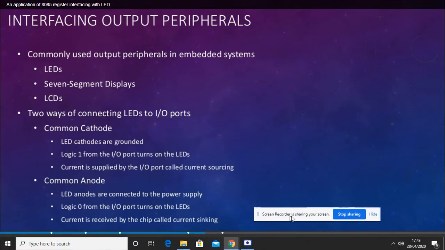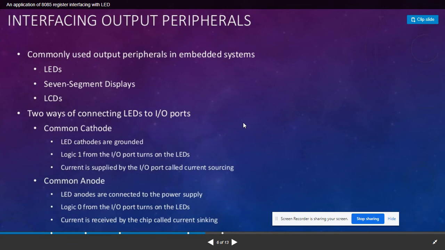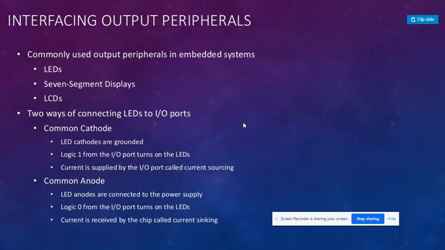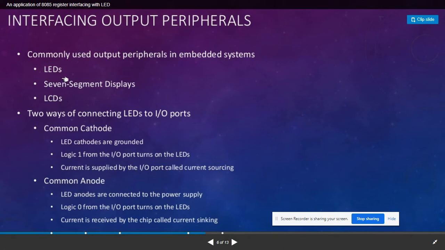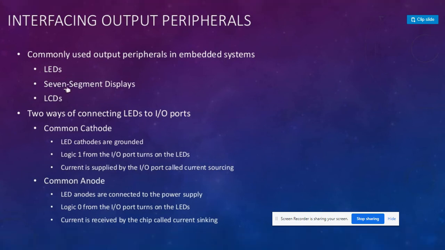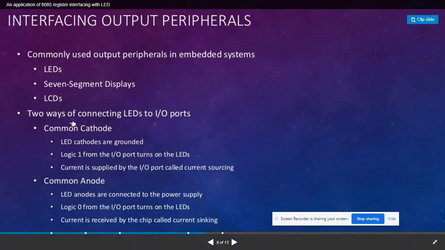So let's see how to interface the output peripherals with the microprocessor. In today's lecture we will see the output device interfacing, or we can say LED interfacing with the microprocessor. The commonly used output peripherals in embedded systems are LEDs, that is light emitting diodes, 7 segment display, or LCDs. There are two ways of connecting the LEDs to the input output ports: one is called common cathode, and the second one is called common anode method.